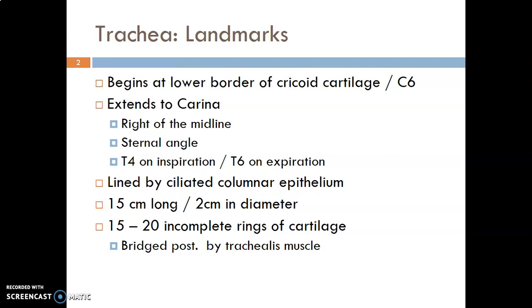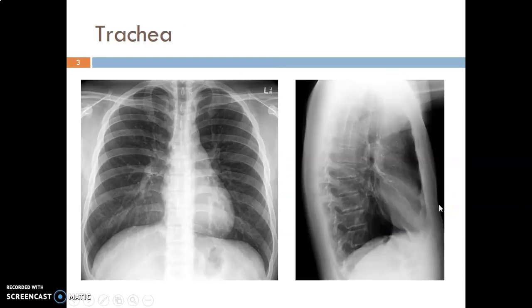The epithelial lining of the trachea is pseudostratified columnar ciliated with goblet cells. The trachea is 15 centimeters long and has a diameter of 2 centimeters. It is made up of incomplete rings of hyaline cartilage, mainly 15 to 20 incomplete rings, so they are C-shaped. The C is bridged posteriorly by smooth muscle called the trachealis muscle. So that's the anatomy of the trachea.